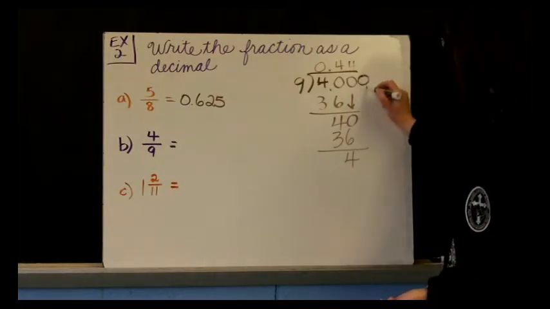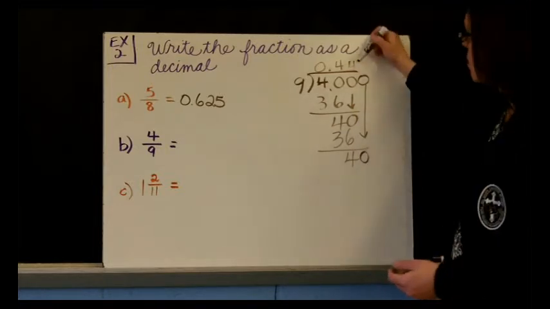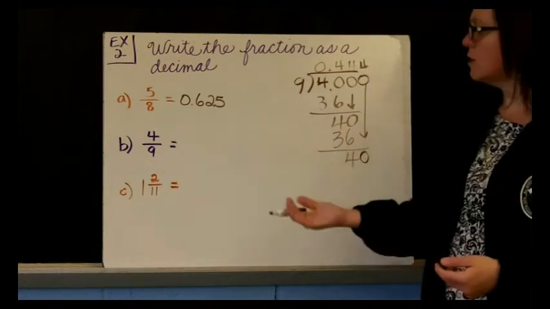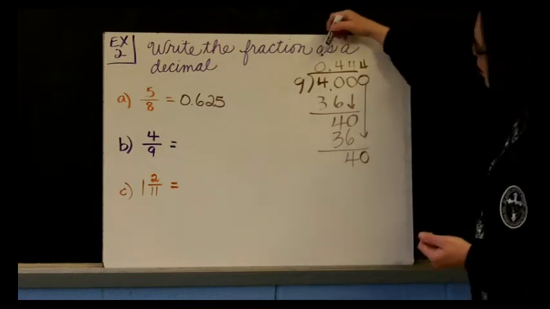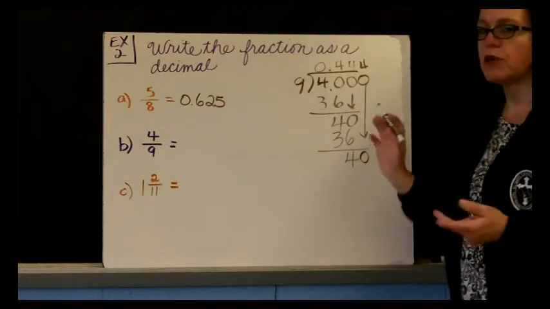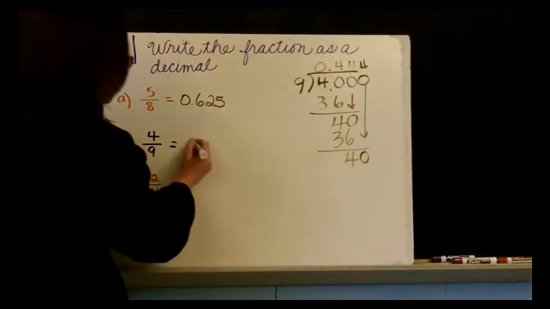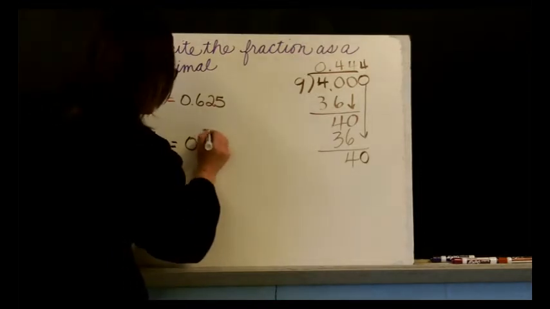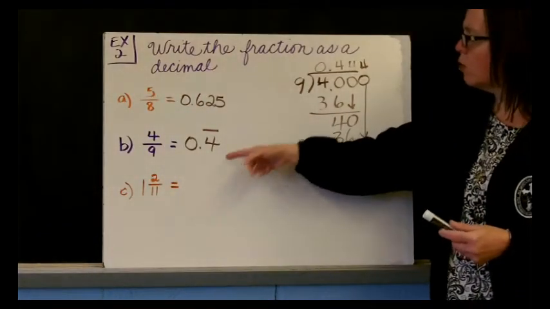If we were to annex another 0 and bring it down, we would end up with a 40. 9 goes into 40 4 times, 36. So this is going to go on over and over again into infinity. And what do we have? We have 0.4444 into infinity. And the way that we express this is we call this a repeating decimal. And we write the answer this way, 0.4. And then what I do is I draw a bar directly above the 4 because that number 4 will get repeated.